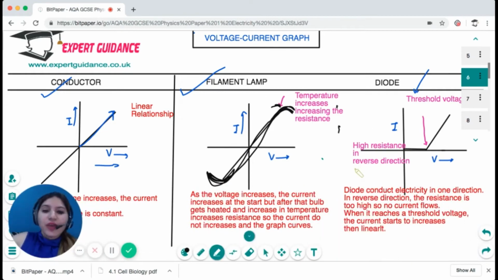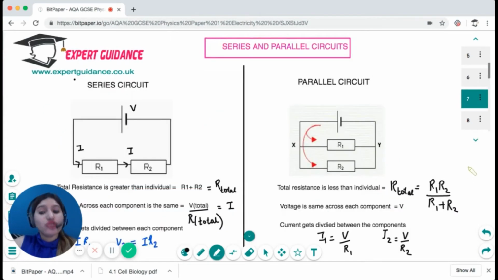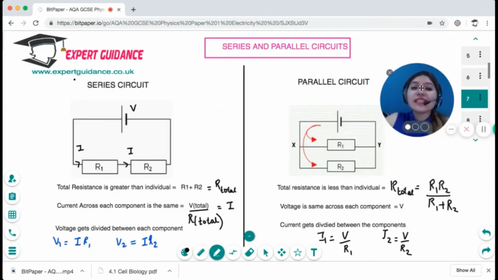Next is a diode. Remember, a diode conducts electricity in one direction. So there's a flat line in the reverse direction, and the diode needs a certain threshold voltage, and then it starts to conduct current. So this point is your threshold voltage. In the reverse direction, the resistance is too high, so no current flows. When it reaches the threshold voltage, the current starts to increase, and then it becomes a linear relationship. I hope these voltage-current graphs are clear to you. You should be able to sketch them in the exam and explain these shapes.